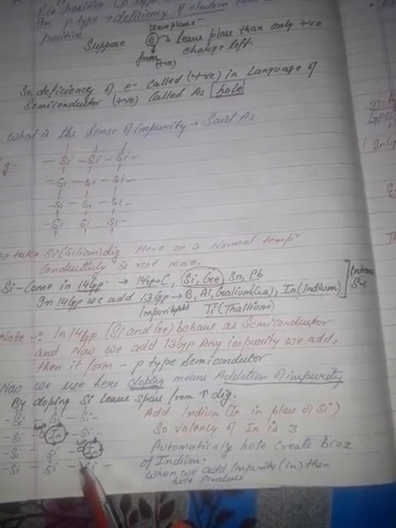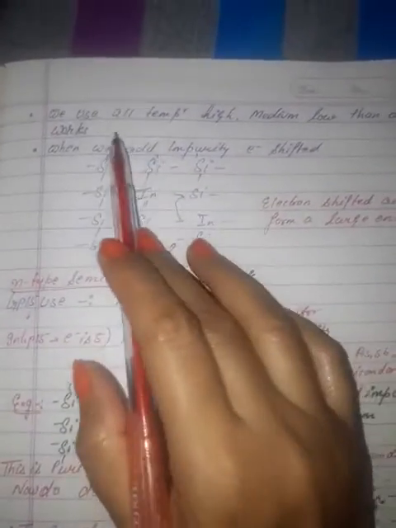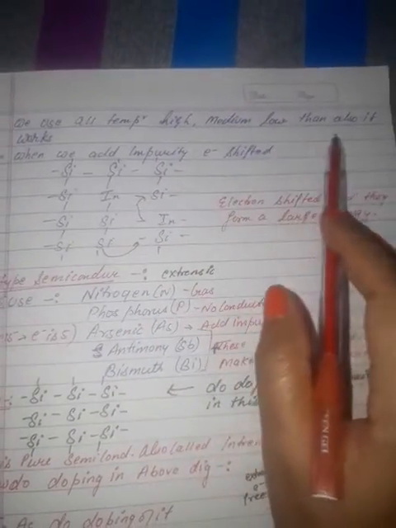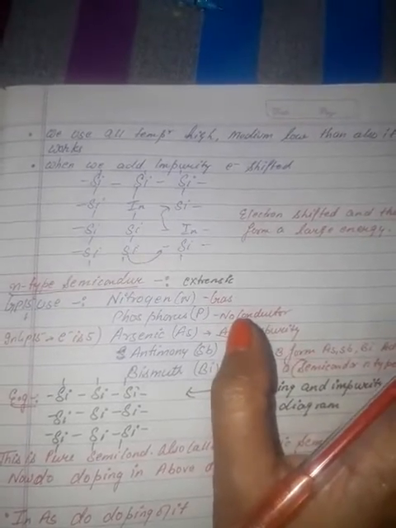You are seeing this thing, a hole is created. Now, this hole is mainly created because of the impurities, because we are adding group 13. That's why. Now, till here understood by all? Now, after this, what will happen? We use all temperatures, high, medium, low, and then also it works. We are using any type of temperature, high also, low also, medium also.